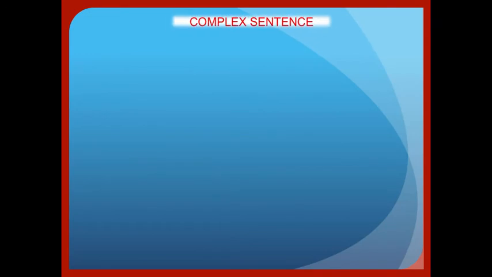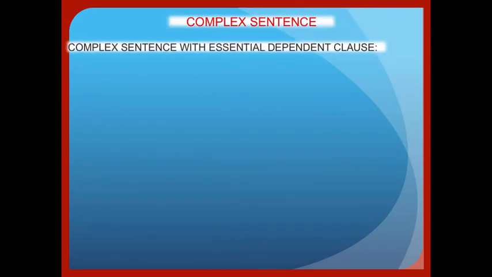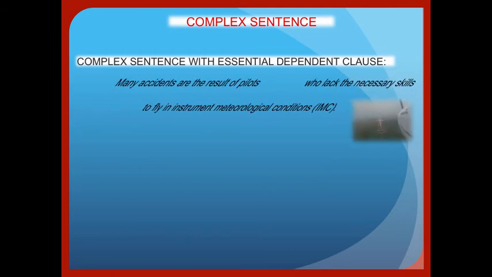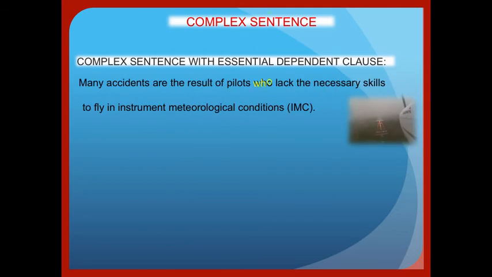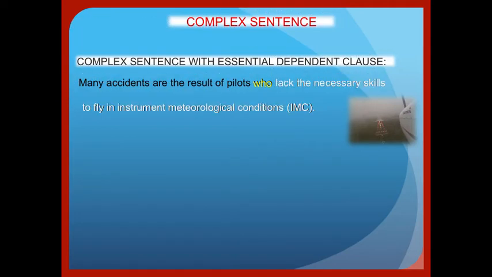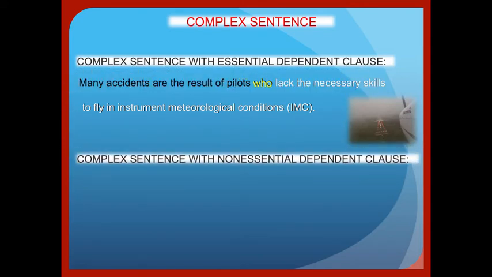An example of a complex sentence with a relative pronoun is, many accidents are the result of pilots who lack the necessary skills to fly in instrument meteorological conditions, IMC. The relative pronoun who begins the essential dependent clause. Essential dependent clauses add information to ambiguous nouns. It tells the reader which of the pilots can cause many accidents.